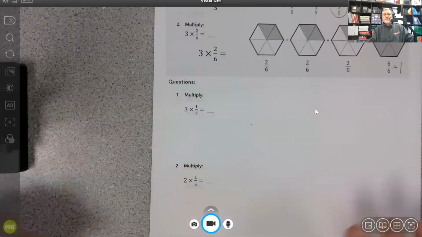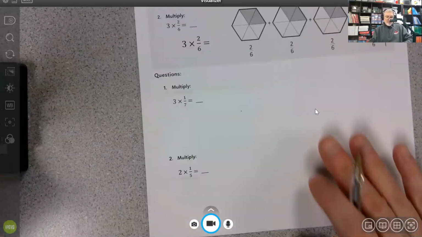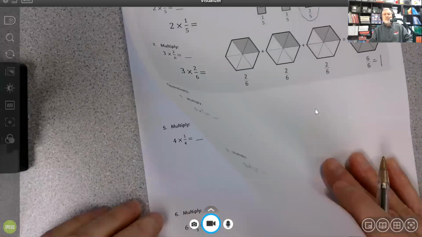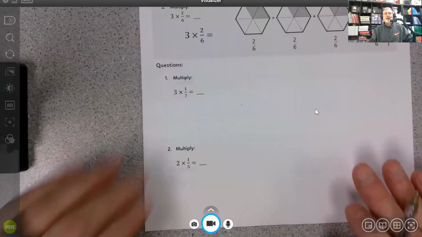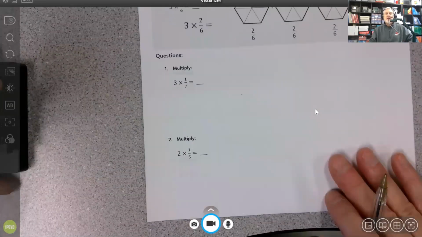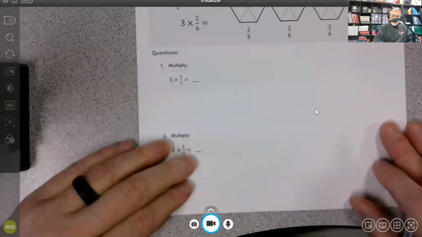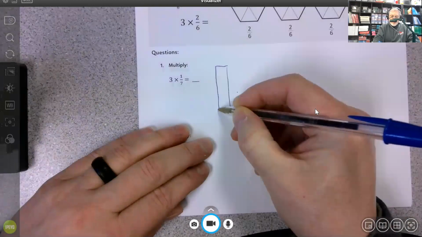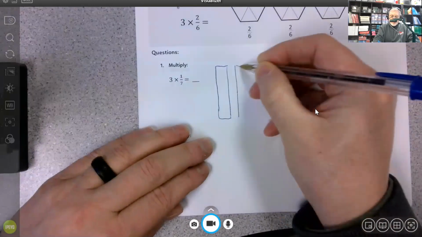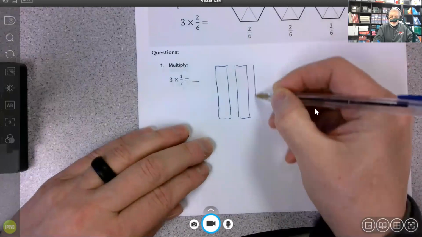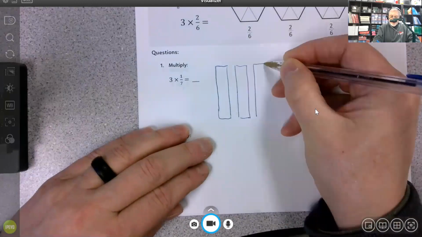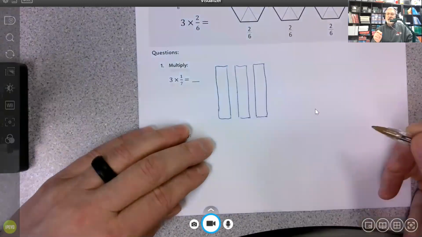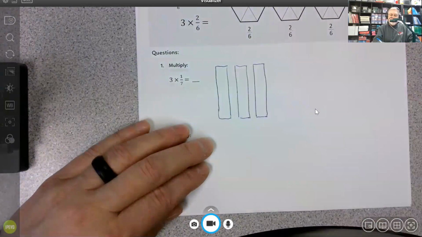All right. So now we have 6 problems that I'm going to go over in this exercise. So the first one is 3 times 1/7. So I'm going to draw a rectangle 3 times. Okay. And I need to partition it 6 times, so it'll be 7 parts.